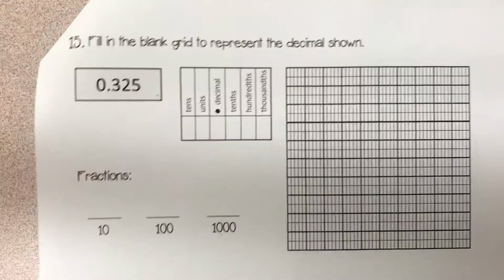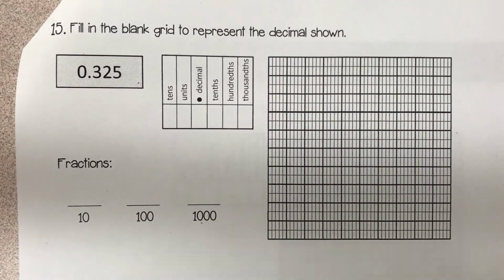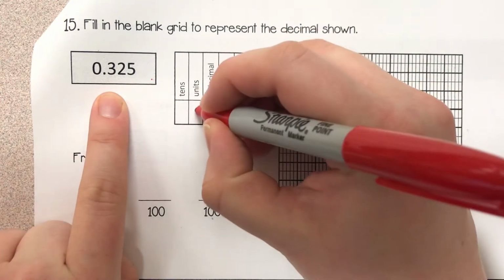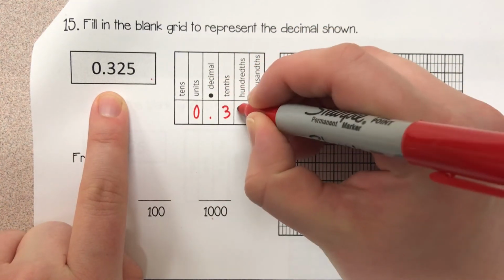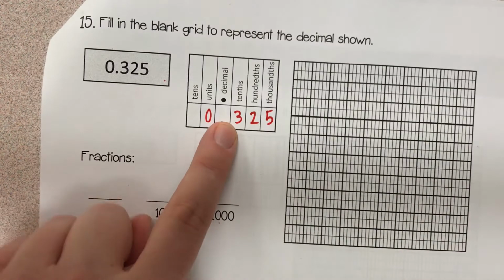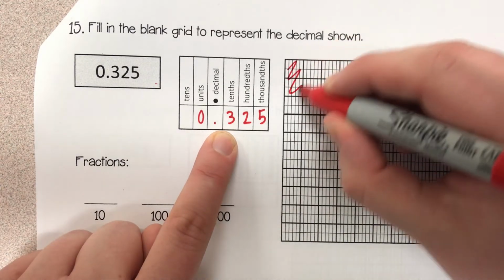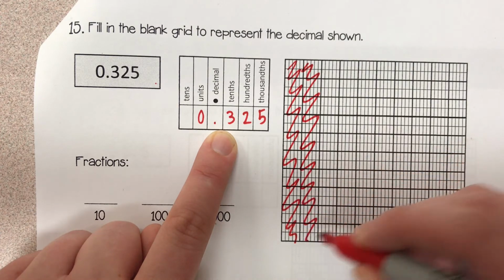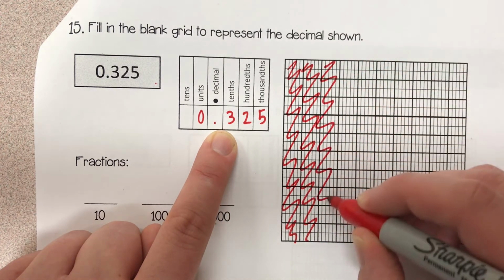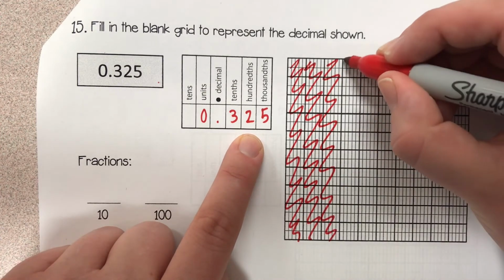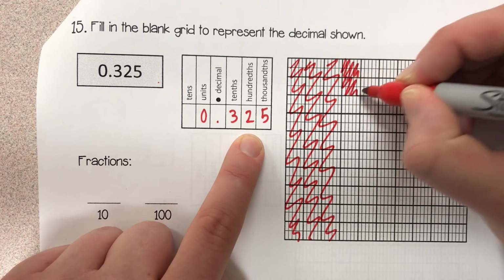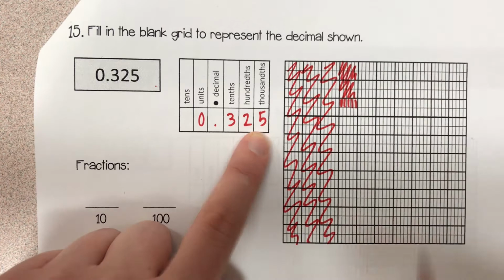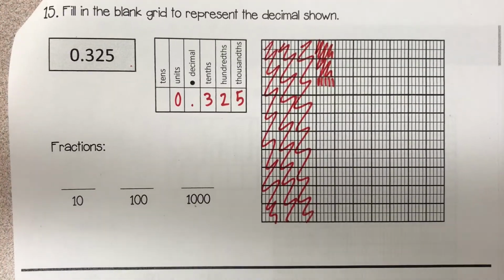Last page is again filling in the blank grids to represent the decimals. So here we have 325 thousandths. I'm going to write this here. We want to fill in 3 whole tenths. So that's 1 tenth, 2 tenths, 3 tenths, 2 hundredths, 1, 2, and 5 thousandths. So 5 of these little bars. So that's what it would look like when you shade it in.